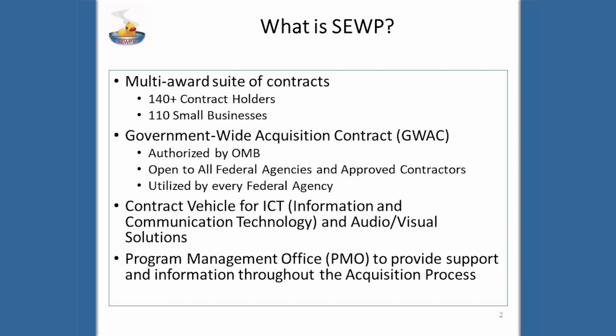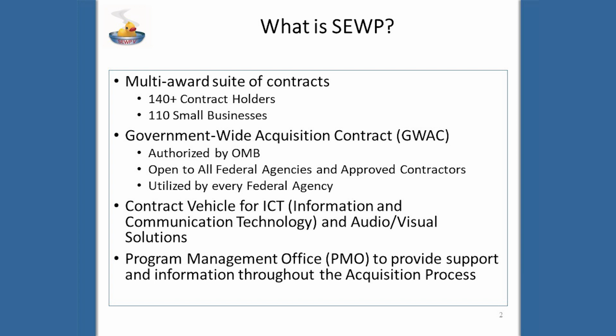There are 140 plus contract holders. That number doesn't change. These are actually contracts that were awarded through a competition on May 1st, 2015. That set of contract holders will remain constant through the life of the contract. There are 110 small businesses, which indicates the strong support SEWP has for small businesses, as is further indicated by the fact that well over 80% of the dollars that flow through the contracts go to small businesses.